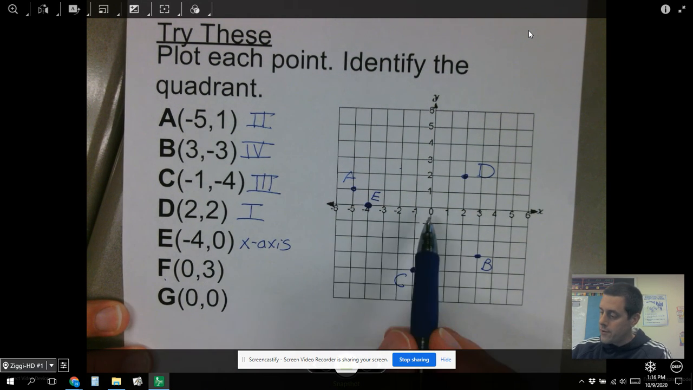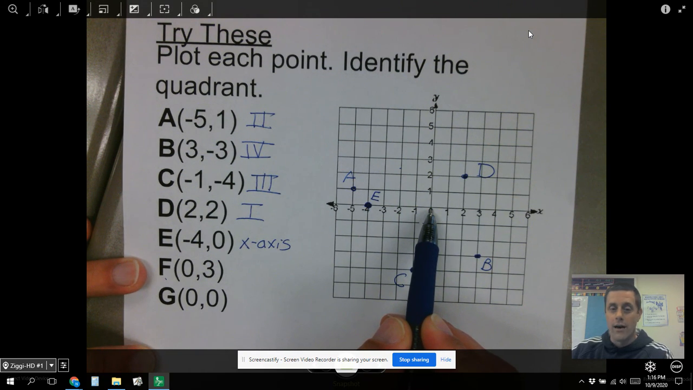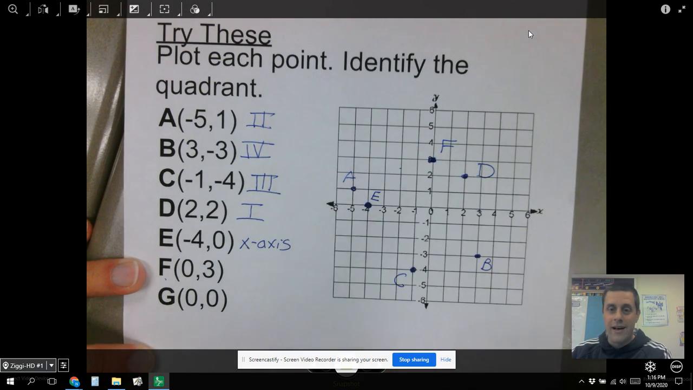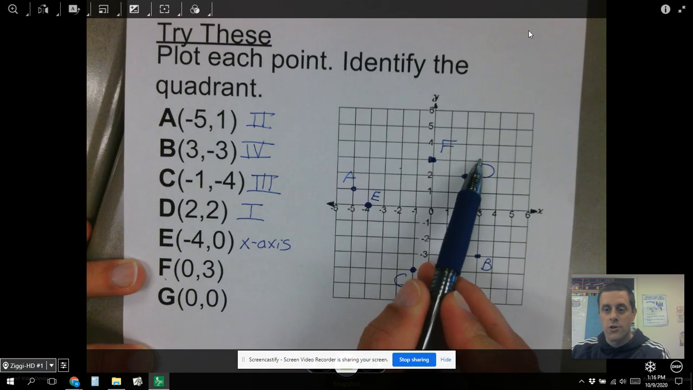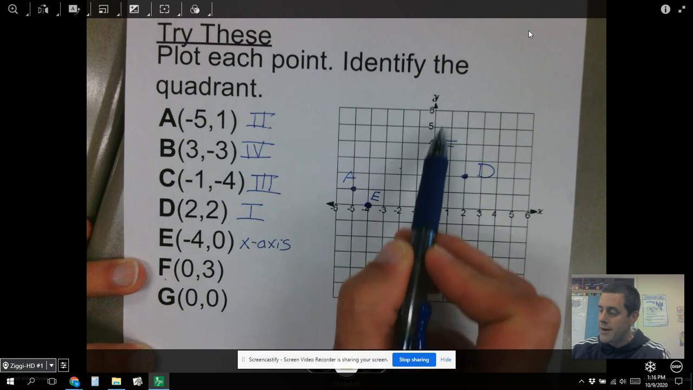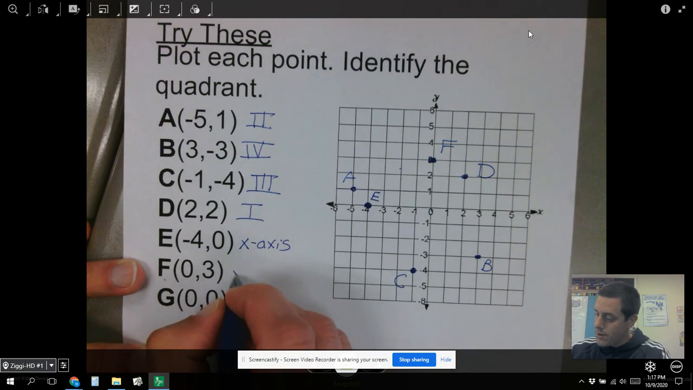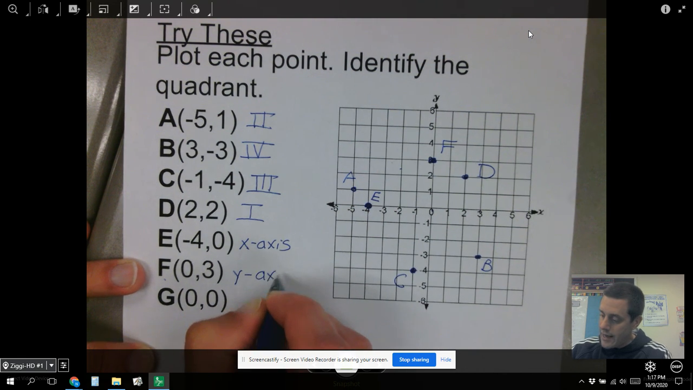F, 0, 3. Starting at the origin, an X value of 0 means we are not moving left or right at all. And a Y value of positive 3 means we're going up 3. Here's point F. Again, point F is in between quadrant 1 and quadrant 2. It falls on an axis, so label its location as such. It is part of the Y axis.